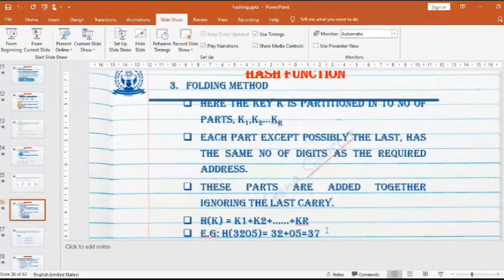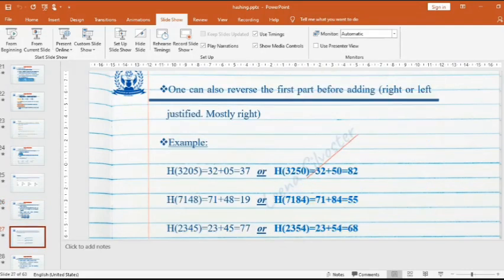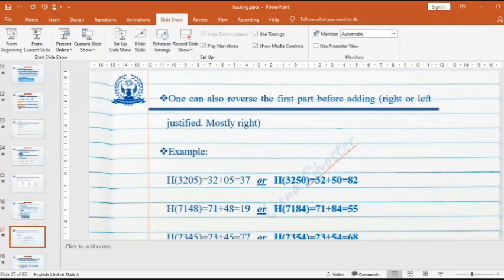For example, consider this number 3205. Here we are adding two parts, 32 plus 05, which gives us 37. So the hash function is considered as 37. One can also reverse the first part before adding. That is, we can actually right or left justify.